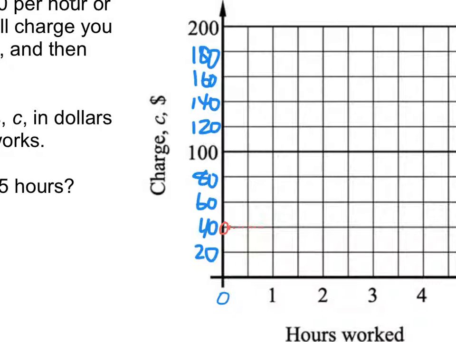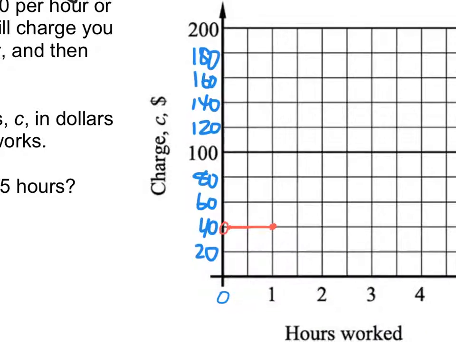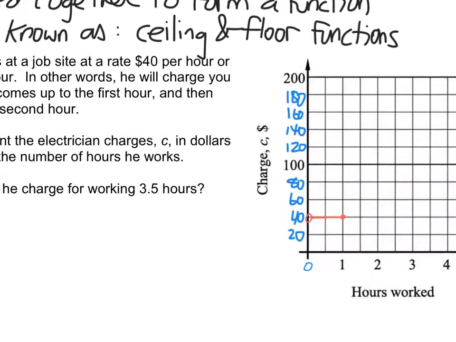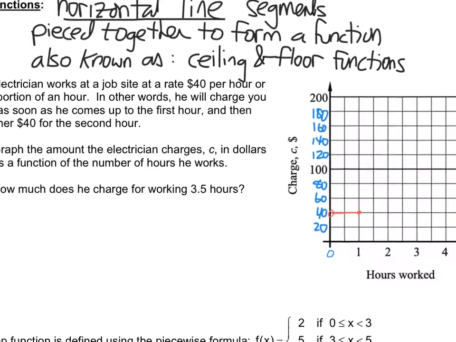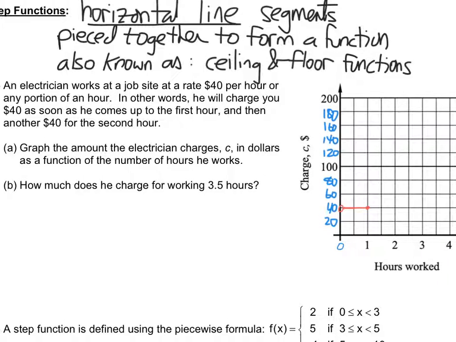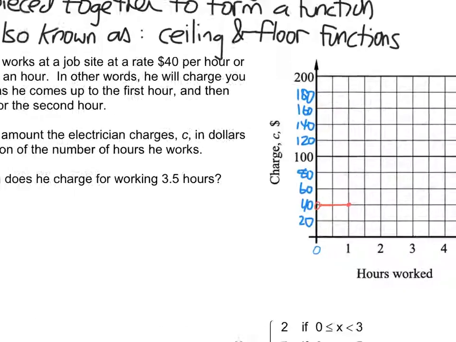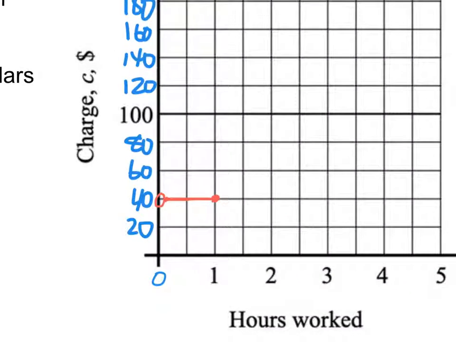Once we hit 1, once we get past 1, we're going to jump up to the next price point. All right, so it's $40 an hour or any portion of an hour, and then after that you're going to pay another $40 for the second hour, so we're going to be up to $80. All right, but at hour 1, am I at $80? No, but I'm really, really close to it. I'm really close to $80. I'm really close to the coordinate 1, 80. So I'll represent that with another open circle.